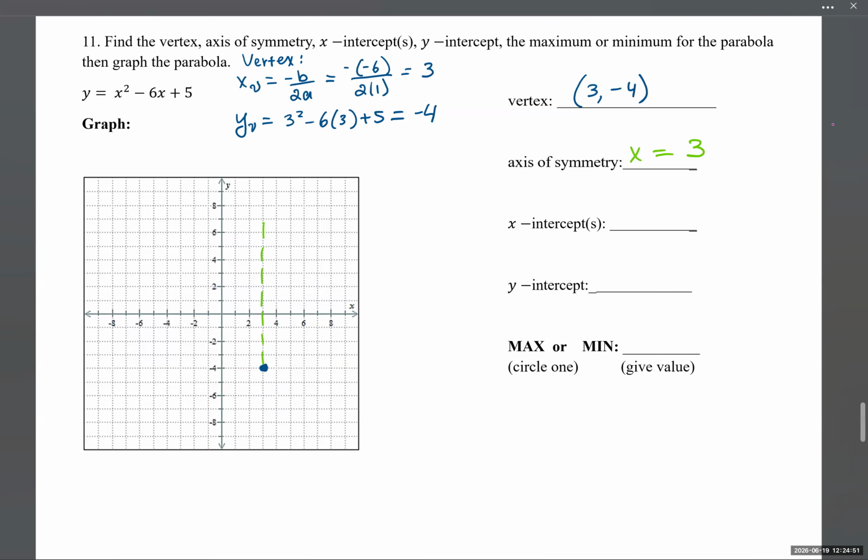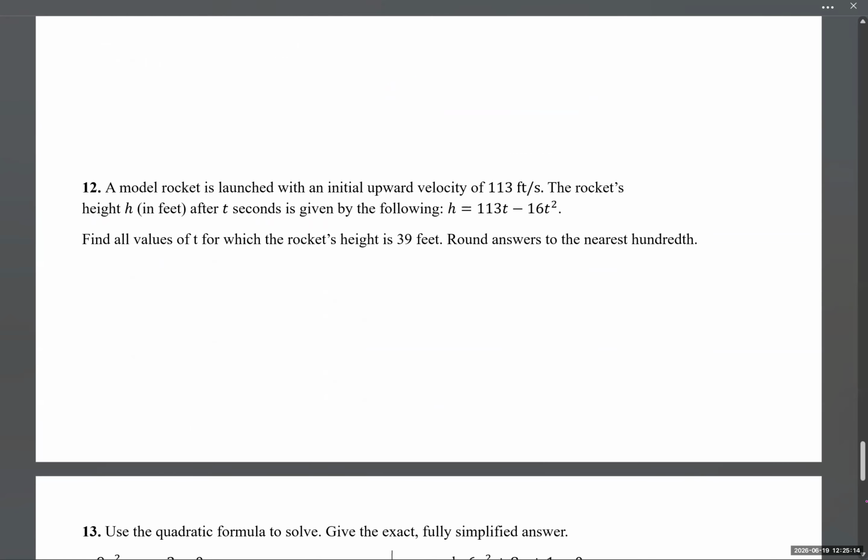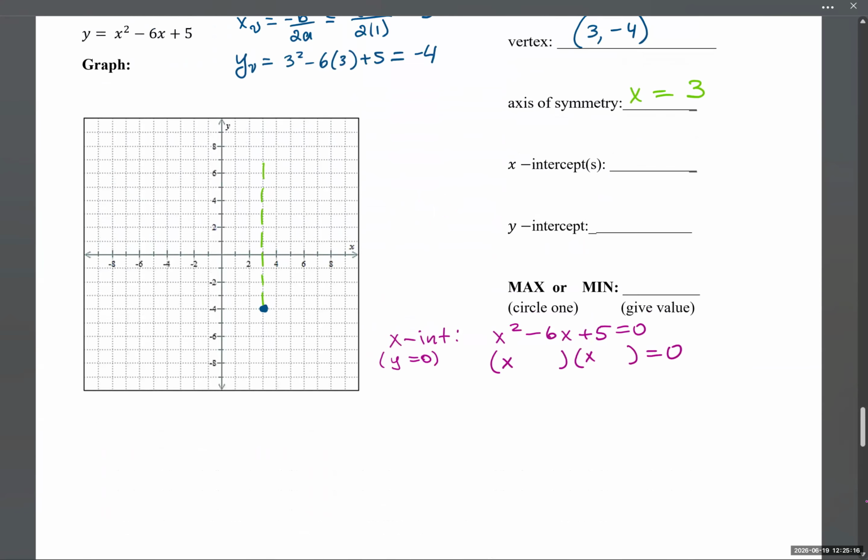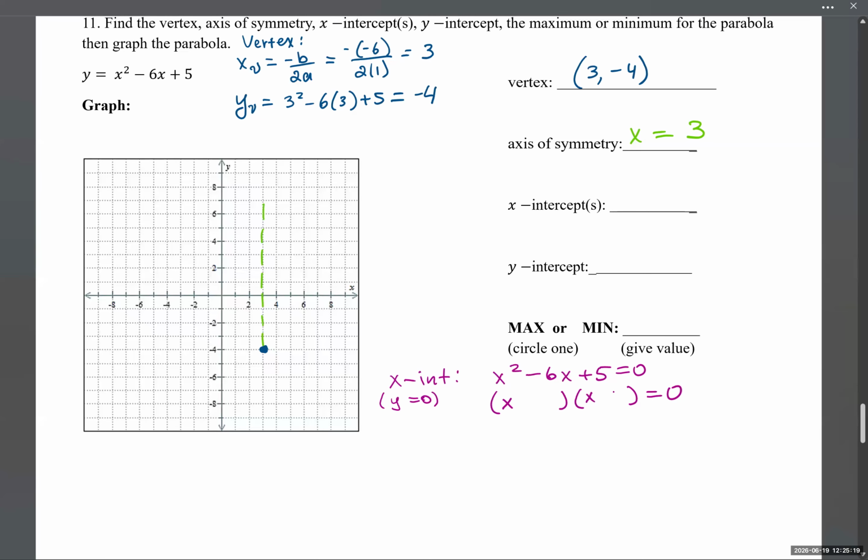The x-intercepts and the y-intercepts. For the x-intercepts, y equals 0. So that's x squared minus 6x plus 5 equals 0. Factor. Two numbers that multiply to 5 and add to negative 6. That's 5 and 1, and both of them have to be negative to actually add to negative 6. So x equals 1 or x equals 5.